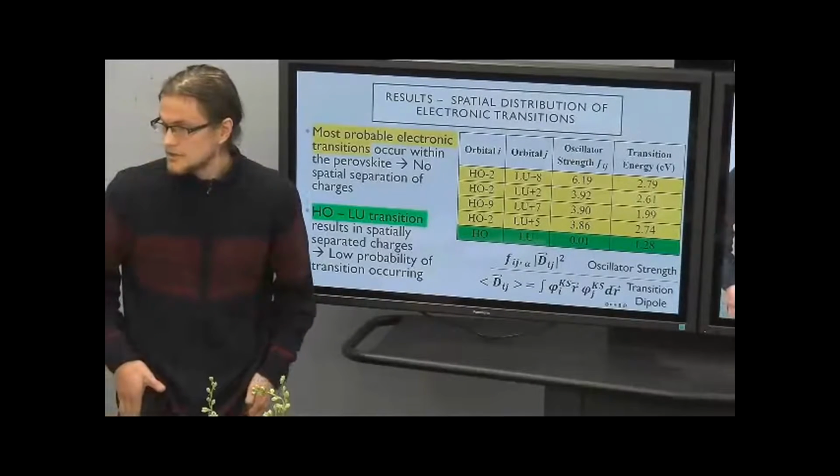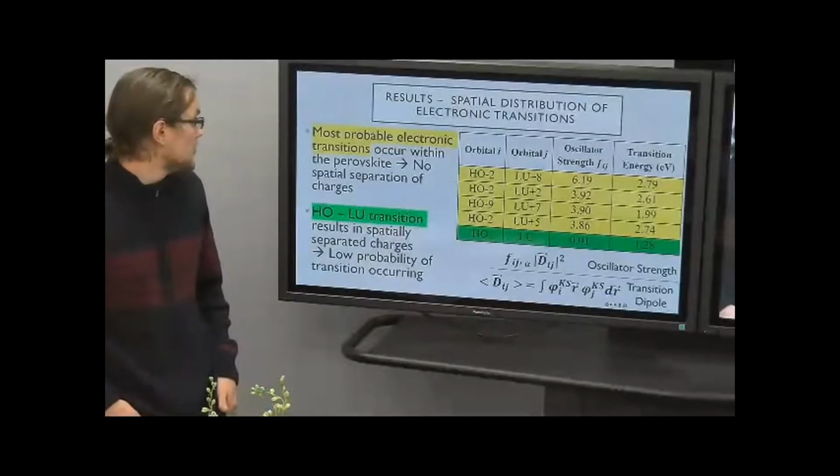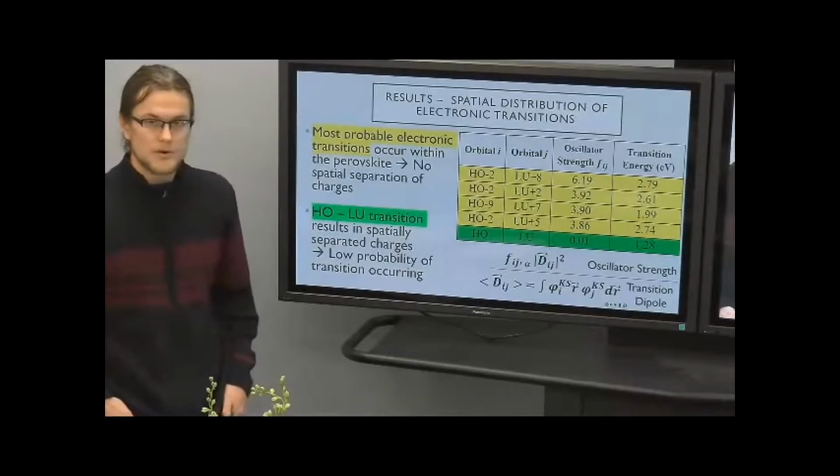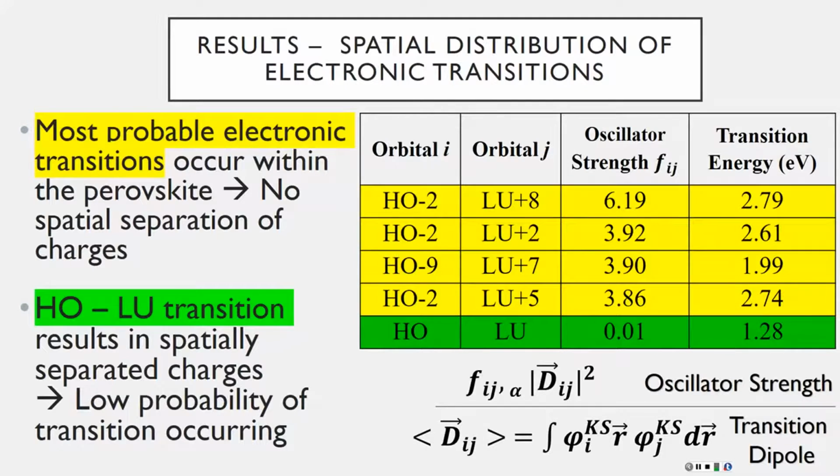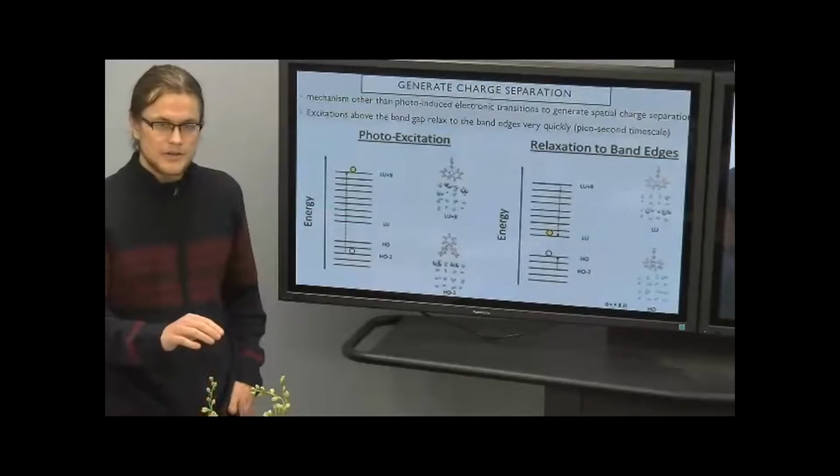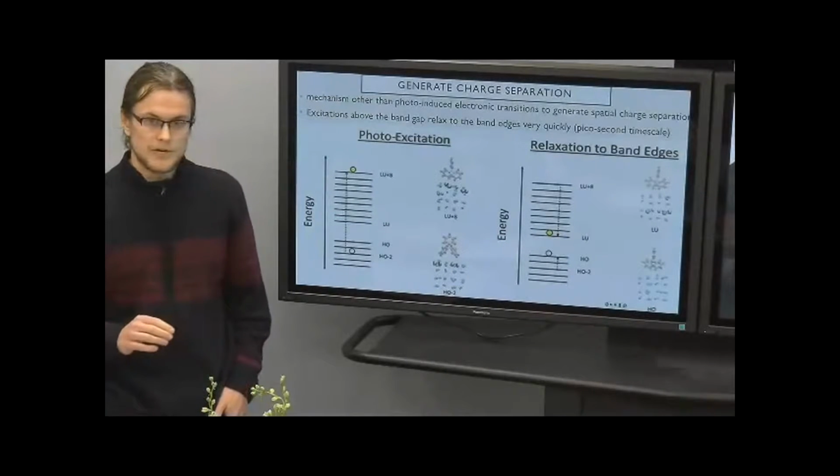So, to summarize, the most probable photo-induced electronic transitions occur within the perovskite, and they don't produce charge separation, while the transitions that do result in spatially separated charges have a very low probability of occurring. So we have to consider a different method to get spatially separated charges.